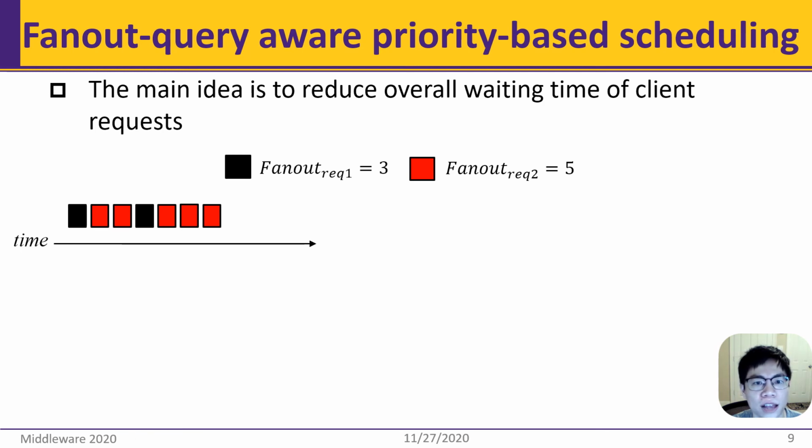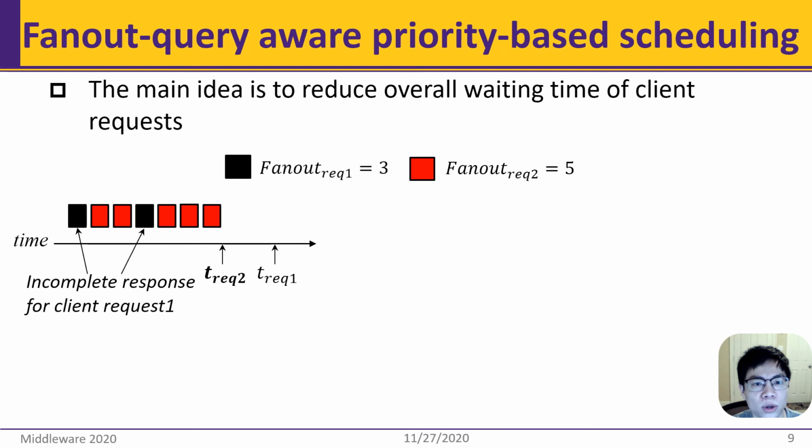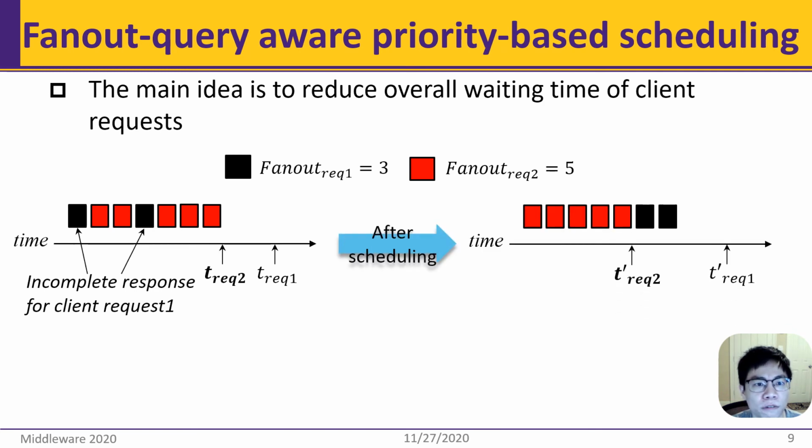In the current event handling phase, request 2 can assemble a complete response because all 5 Fanout queries for request 2 are present, while only 2 out of 3 Fanout queries of request 1 are present, which means request 1 cannot assemble a complete response. The completion of request 2 will be delayed by request 1's Fanout queries. In this way, we should process the Fanout queries for request 2 first to reduce the waiting time.